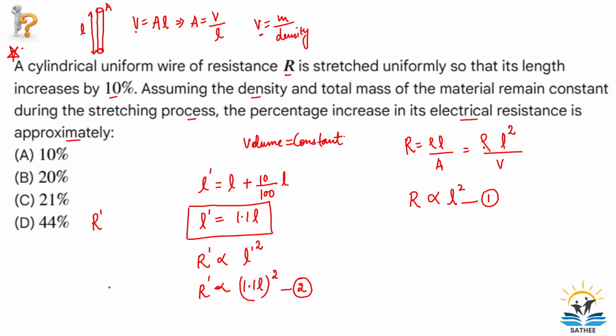What is R prime in terms of R? And then you should find the percentage increase in electrical resistance. What is the percentage increase? That is (R prime minus R) by R into 100. Which option is correct? Solve it and tell me.